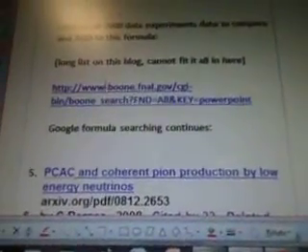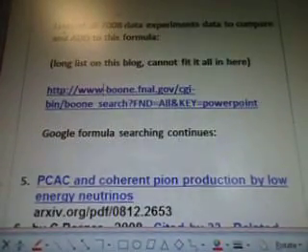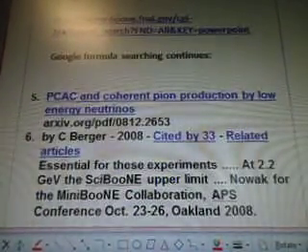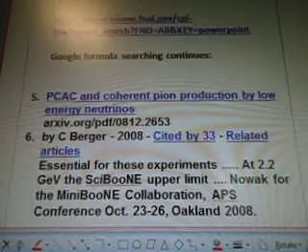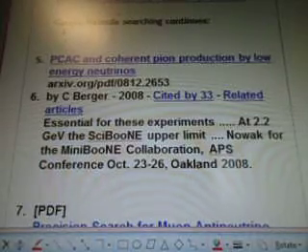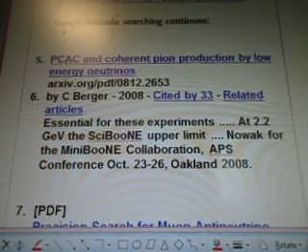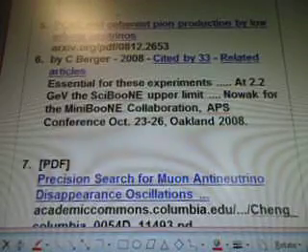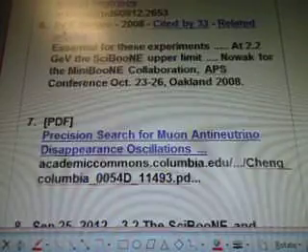Okay. So we're going to Google the formula, searching, continue. So PCAC and coherent pion production by low energy neutrinos, arxiv.org by C. Berger, 2008. Essential for the experiments at 2.2 GeV, the SciBooNE upper limit. No whack for the MiniBooNE collaboration. So that's something you want to look at.